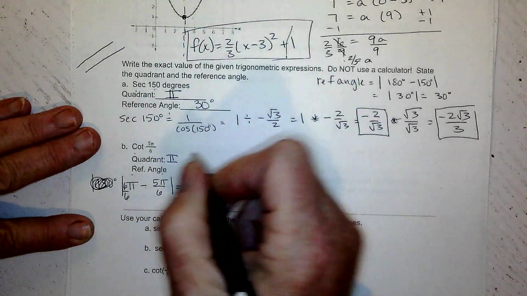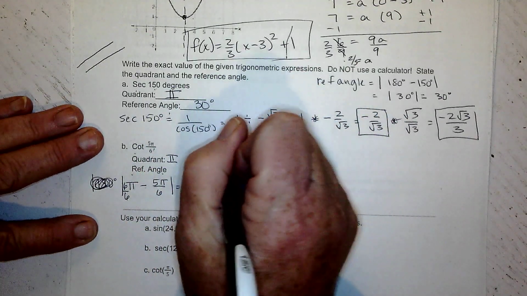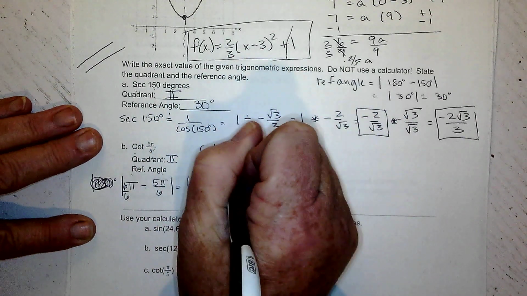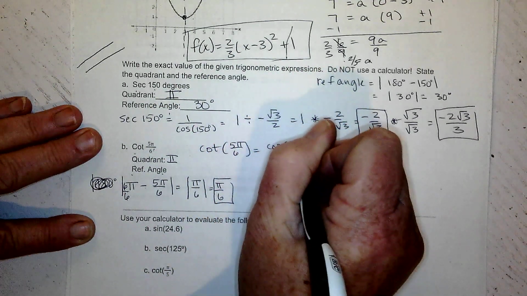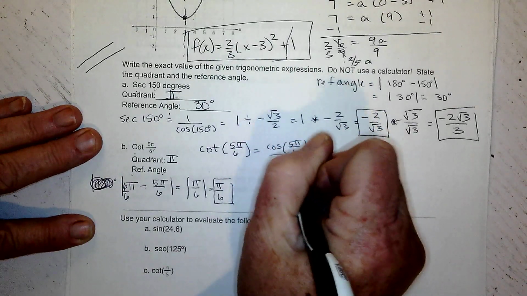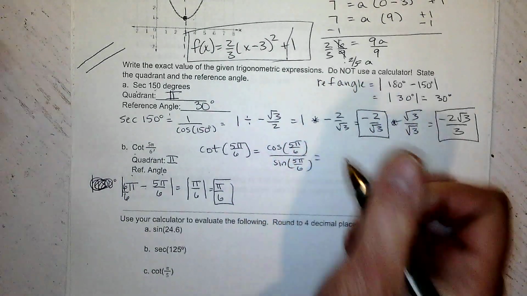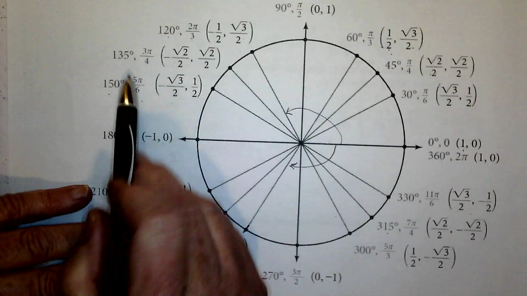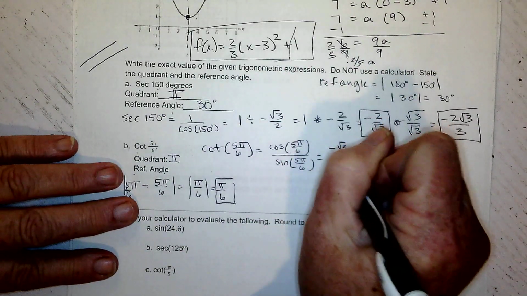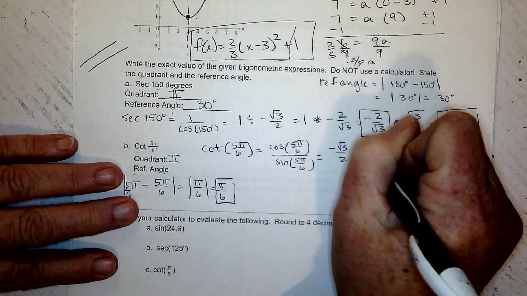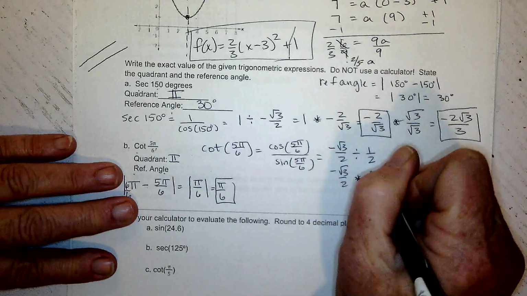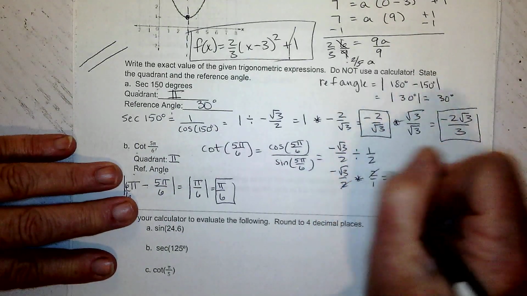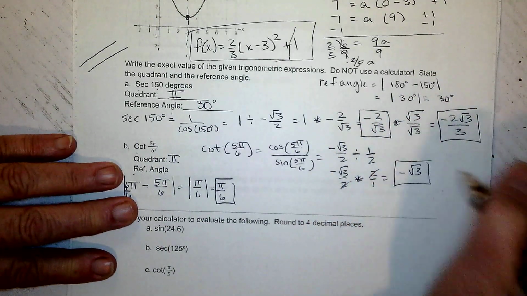There's the reference angle. Lastly, cotangent of 5 pi over 6 is the cosine of 5 pi over 6 divided by the sine of 5 pi over 6. So the cosine is negative square root of 3 over 2. And we're going to divide that by the 1/2. Negative square root of 3 over 2 times 2 over 1 reduces. And you get negative square root of 3 over 1, which is just negative square root of 3.